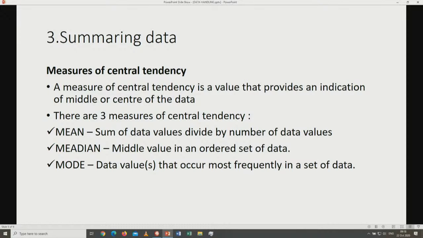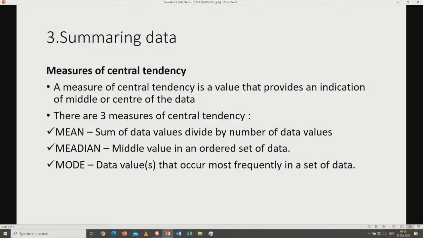The first way of summarizing data is to use the measures of central tendency. What are measures of central tendency? A measure of central tendency is a value that provides an indication of the middle or center of the data. They normally go by triple M: your mean, your median, and your mode. We refer to them as the three measures of central tendency. Let me explain what they mean.